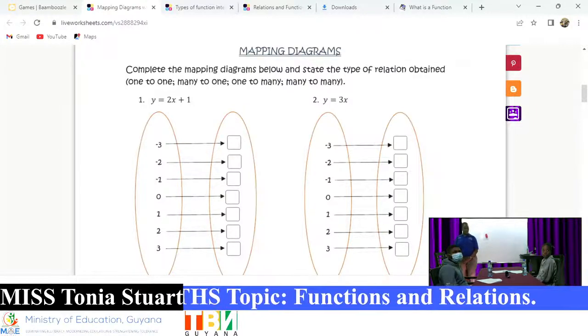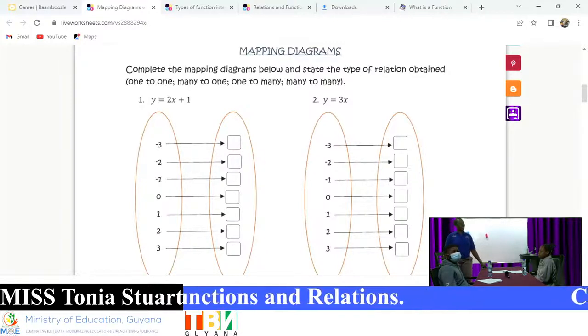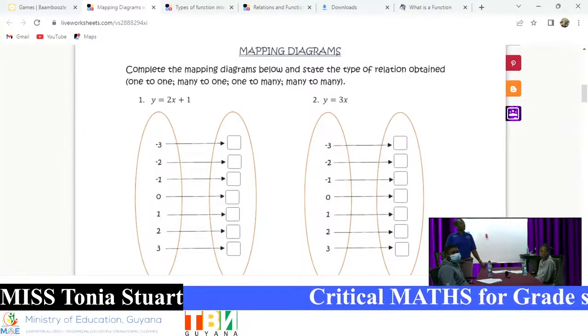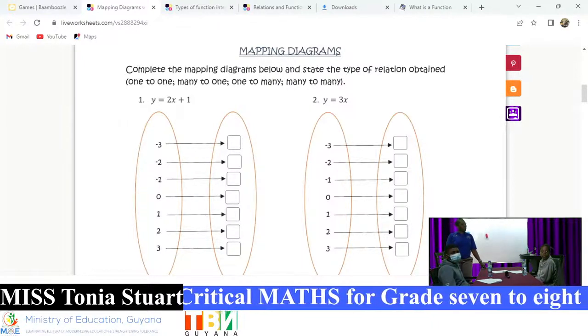So in this case, what we are saying here is all the values in X, which are -3, -2, -1, 0, 1, 2, and 3, can be mapped onto Y through the function y = 2x + 1. What is 2x doing really?